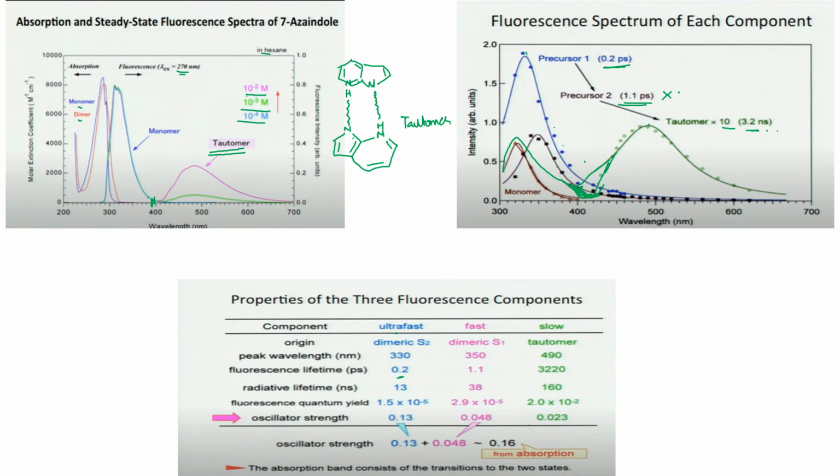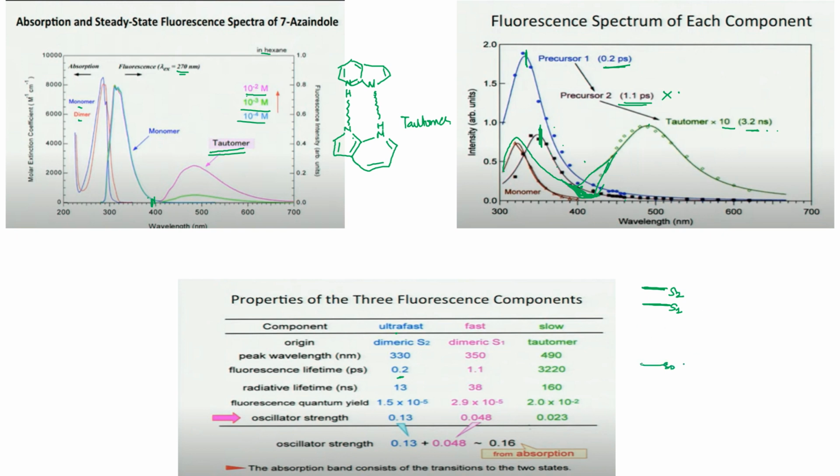Now, if you observe closely this and this line, if you draw a straight line from that, you will notice the second one is at a higher wavelength, and they have told us this is the dimeric S1 state and a tautomer. Now, if you want to draw a simple representation of each of these levels, you can say that for each of these dimeric states, this is the S1 state, this is the S2 state, and this is the S0 state.